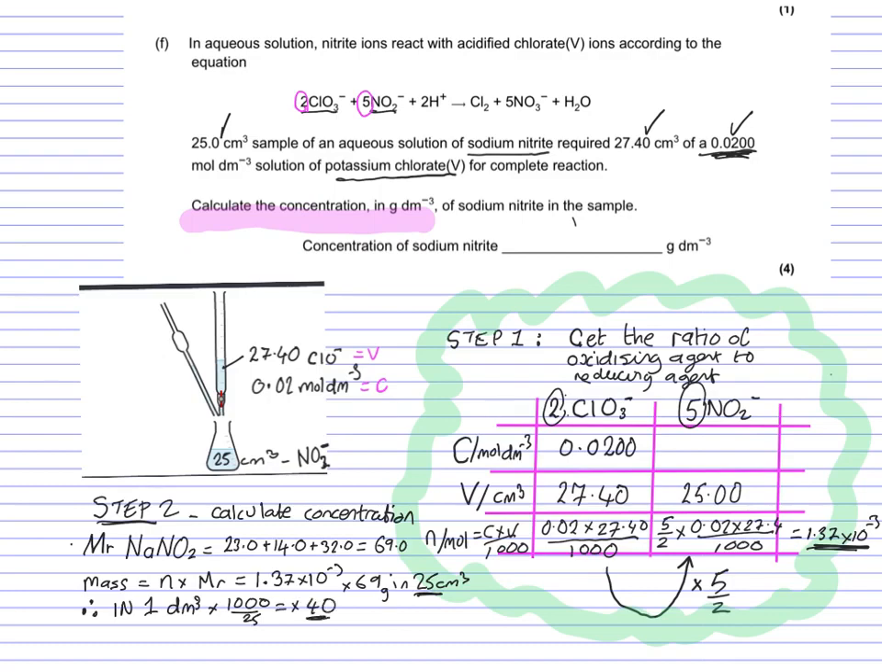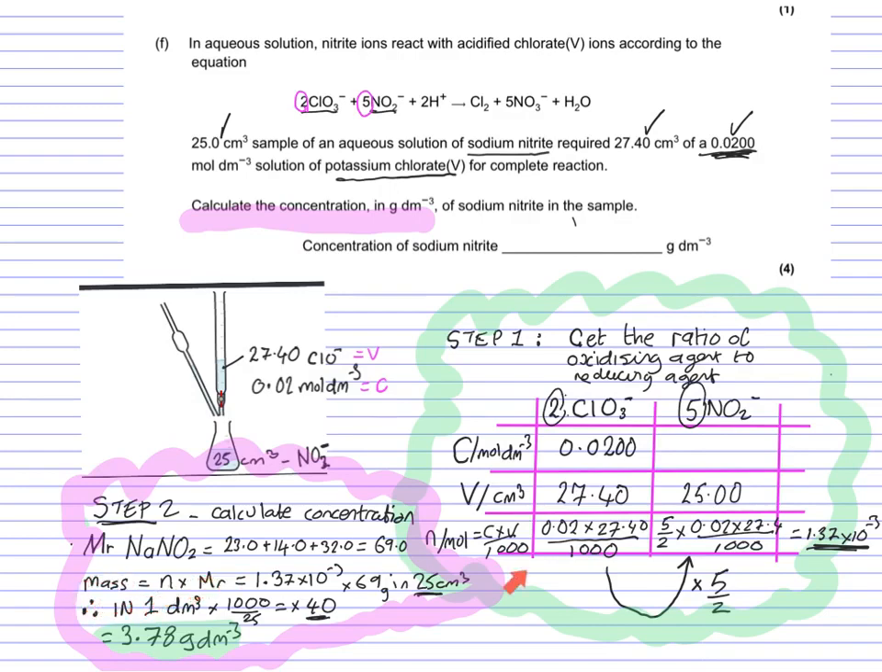So if you're asked to work out grams per dm cubed, the first thing you need to do is work out your Mr, and this is one step that students always get wrong, so it's worth double checking you've got the correct Mr. So that's 1 sodium, 1 nitrogen, 2 oxygens, which gives you an Mr of 69 grams per mole. So we now know that, because we're trying to find the concentration in grams per dm cubed, we can now convert the moles to mass.